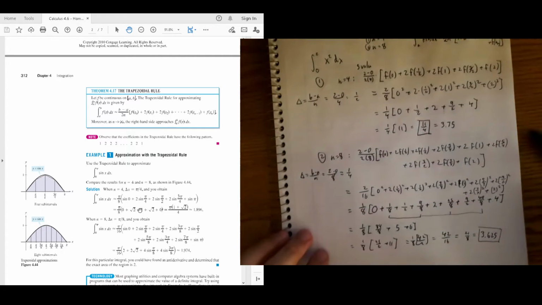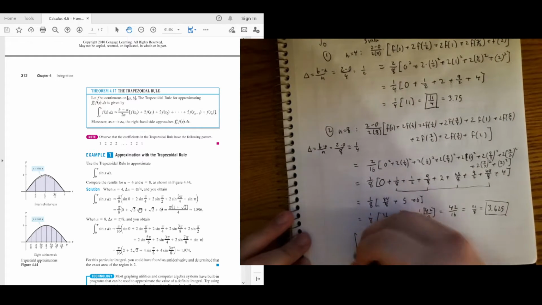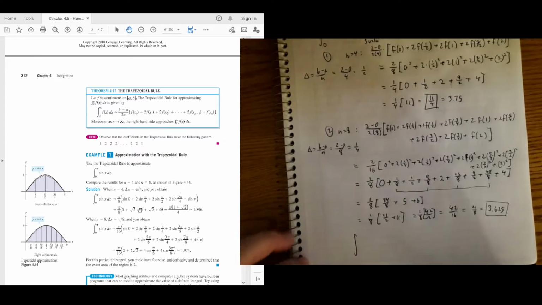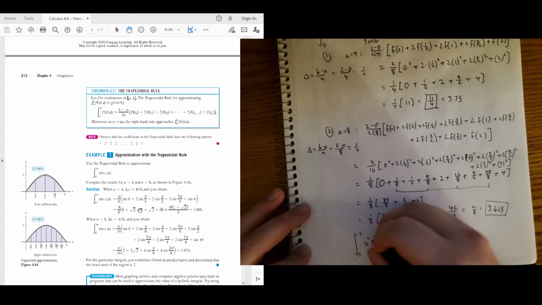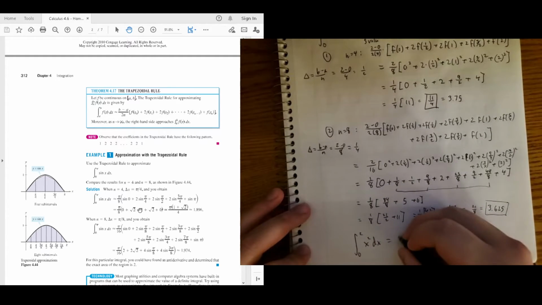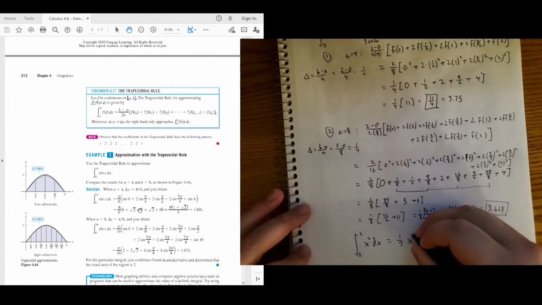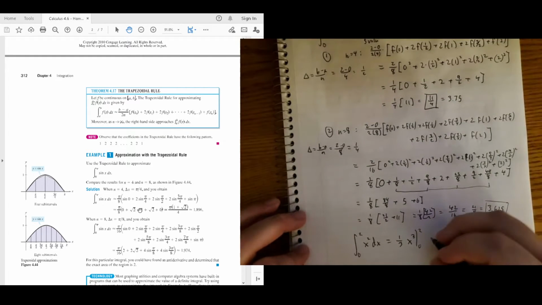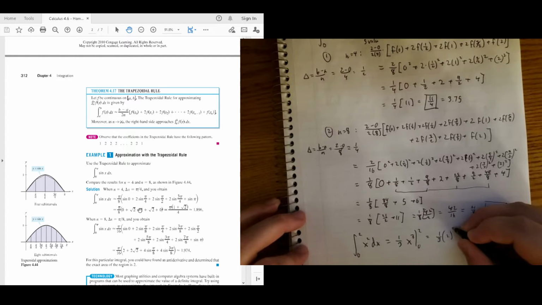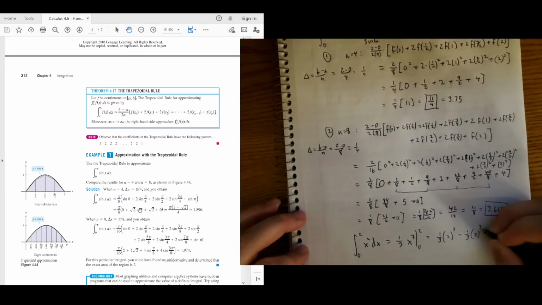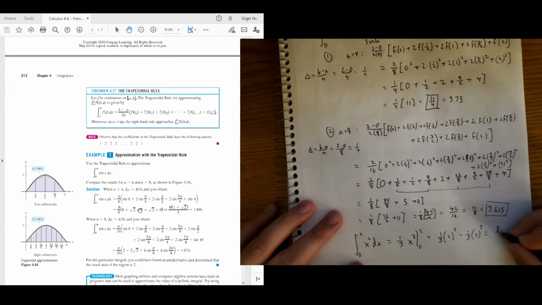Now let's determine the actual value. So we're going to integrate this function. In theory, it should be really close to this number. So the integral from 0 to 2 of x squared dx, which is 1/3 x cubed, from 0 to 2. We plug in 2, we plug in 0, so we get 1/3 times 2 cubed minus 1/3 times 0 cubed. This would be 8/3.